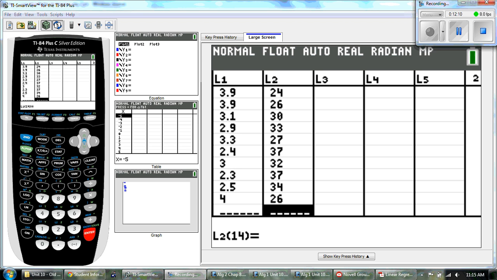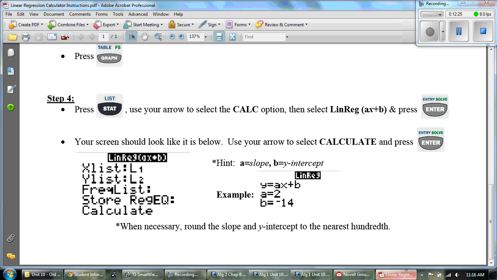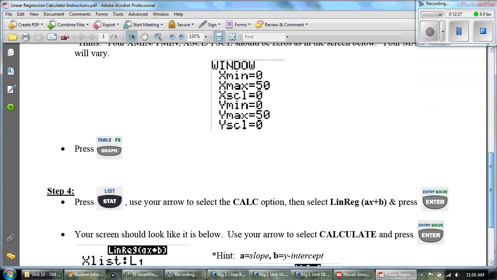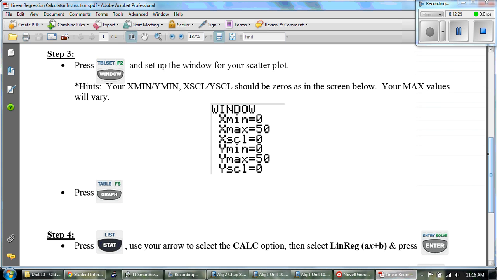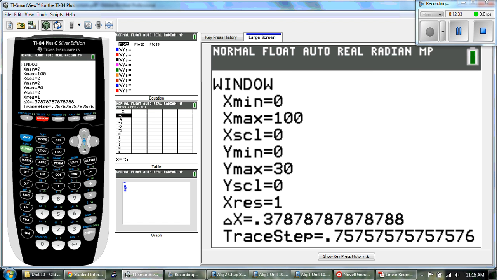It was a lot of data. Just remember that everything should line up because we had ordered pairs for everything. After we set all the data, our next step, the directions tell us, is to go to our window. So I'm going to our window.